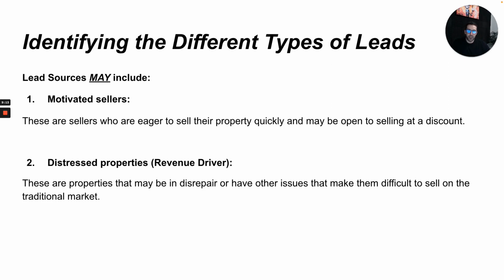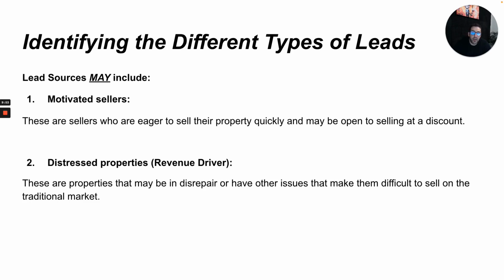All right, so now let's look at what the different lead sources may include, and let's specifically touch on what we mean by motivated sellers and or distressed property. So when we're talking about motivated sellers, we're talking about those that are eager to sell their property quickly to you and maybe open to selling at a discount. So these could be people that are economically, financially distressed, maybe in physical distress, and maybe they need to move into an assisted living facility, or they need to move with a family member. That would be examples of physical distress.